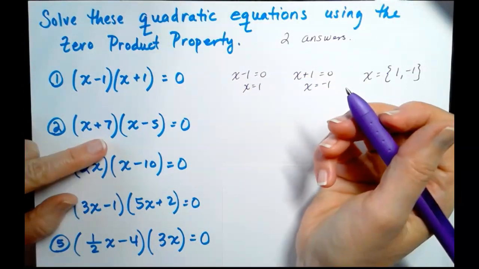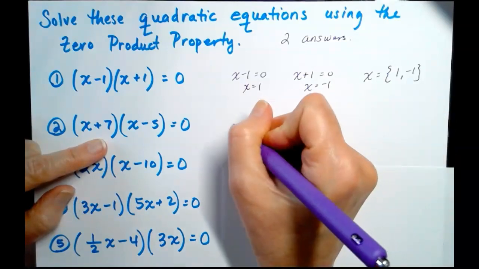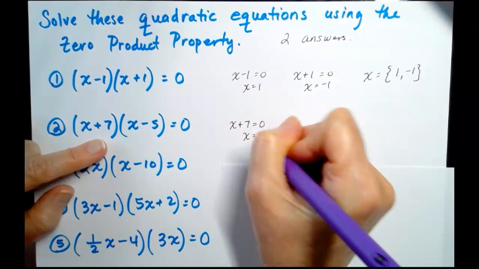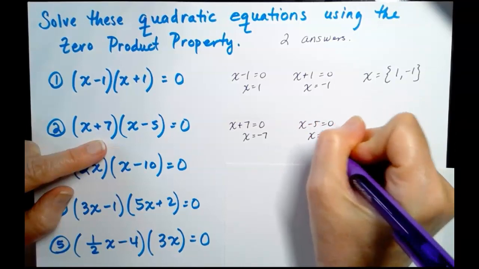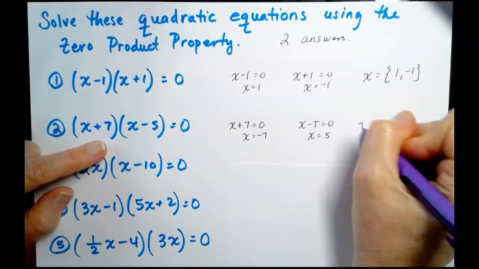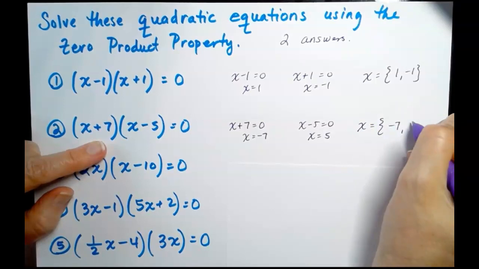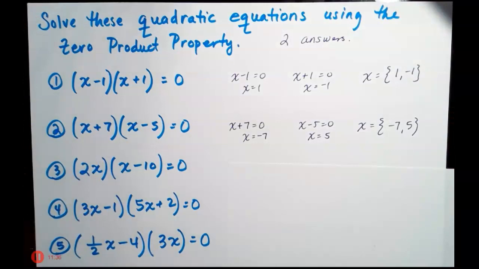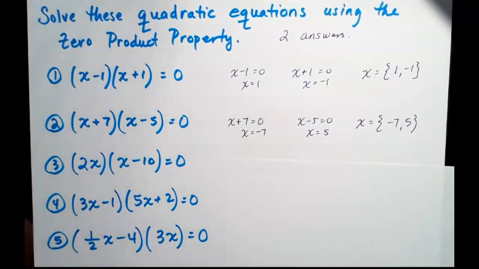Number 2, take each factor, set each factor equal to 0. X plus 7 equals 0. X equals negative 7. X minus 5 equals 0. X equals positive 5. Put the answers in a solution set, negative 7 and 5. All right, why don't you hit pause and finish up with 3, 4, and 5, and then we can check them.